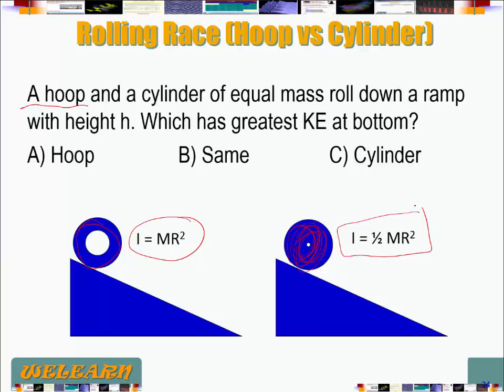The question is, which has the greatest kinetic energy at the bottom? Both of them have the same mass here. You see the same m and the same radius. And they start at the same height.